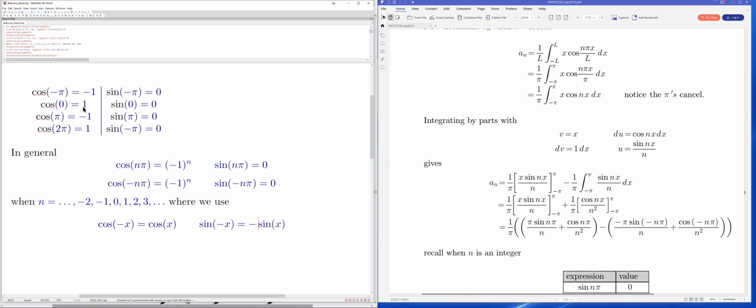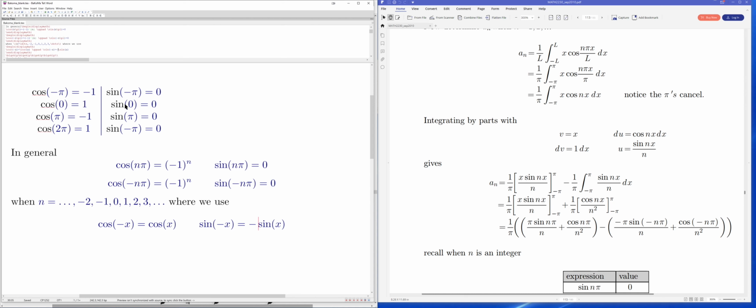So what you want to notice over here is that the values of cosine, at 0, pi, 2 pi, and so on, are oscillating between 1 and minus 1. And how you can write that is using this formula over here. And you can check: if I put in small n equal to 1, I get cosine of pi is minus 1 to the power 1, which is minus 1. Okay, so this expression, cosine n pi is equal to minus 1 to the n, explains this oscillating behavior between 1 and minus 1.